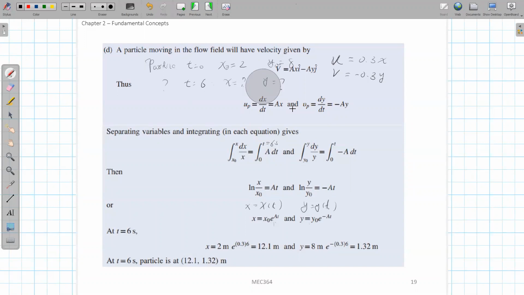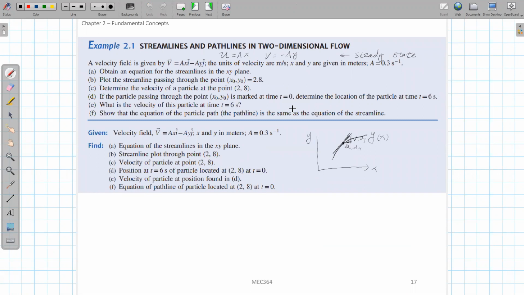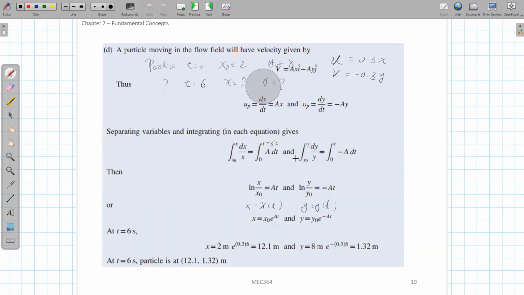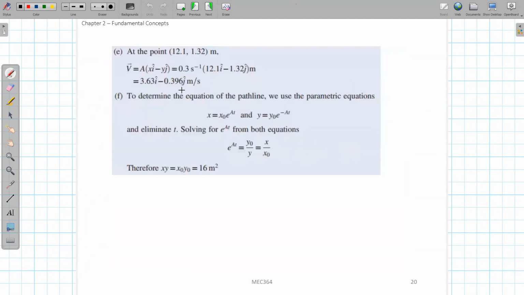And the velocity of the particle at the location found in this problem is also very simple. If we put t equal to 6, we know where the new x and the new y will be. This is the new location of the particle after 6 seconds of movement. We simply put this new x and new y into the u and v velocity equations, so we can calculate the new velocity.